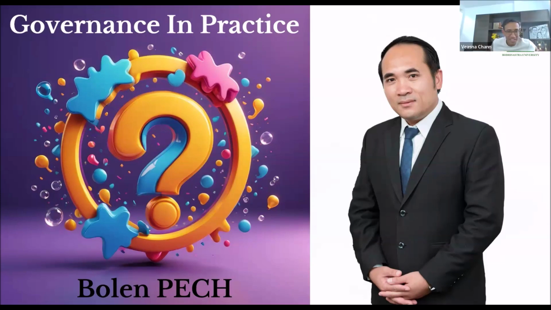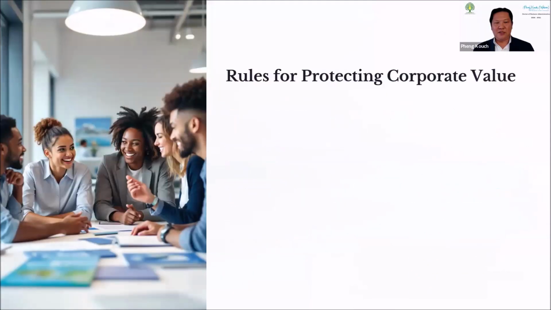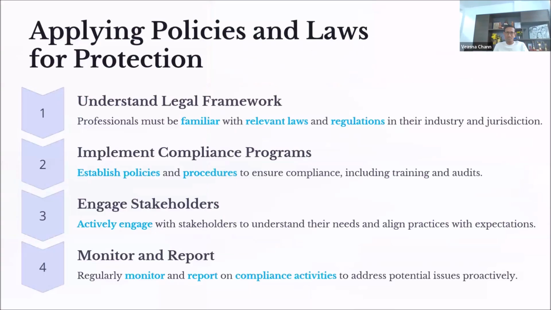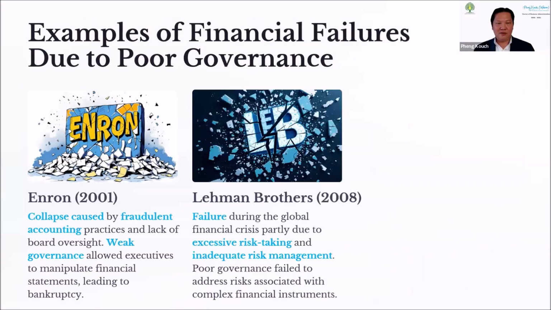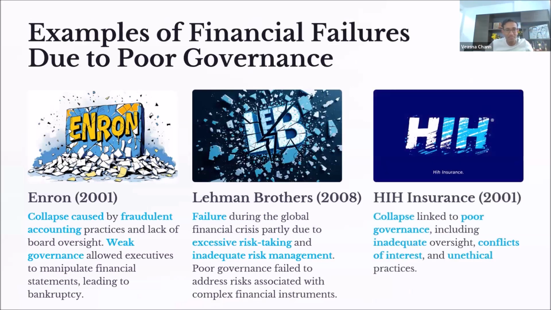Thank you, Bong Peng, thank you, Bong Bolen. That's a very nice and insightful presentation about governance. But can you move to the slide with examples of financial failure due to poor governance? On the previous slide, one more. Yes, this one. Okay, because this is a very good case about financial failure: the Enron case in the US, Lehman Brothers Bank in 2008, and HIH.